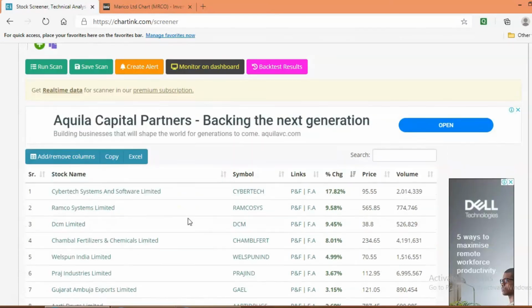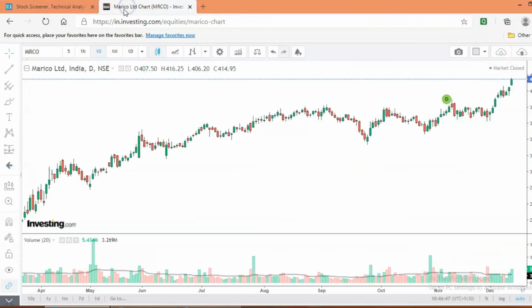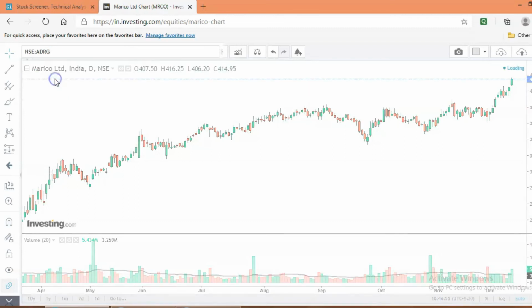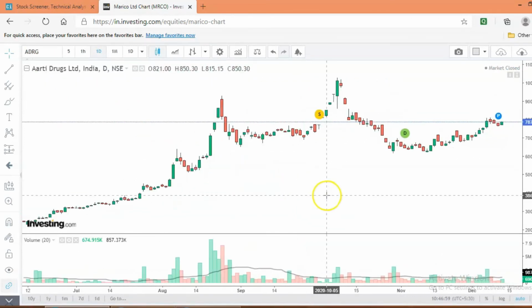Now let's look at any stock, for example, Aarti Drugs. For that, go to investing.com. Type Aarti Drugs here. Now what I will do is look at the support and resistance levels. Now let's draw.